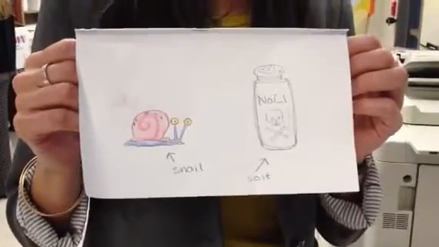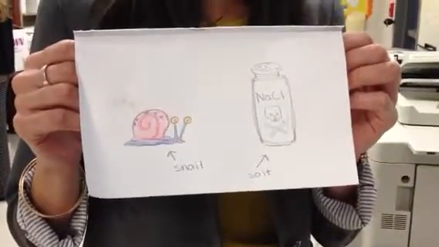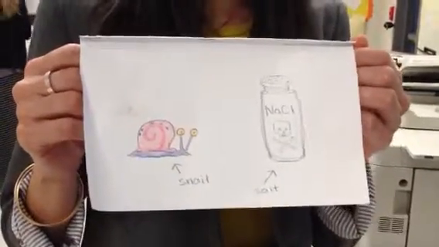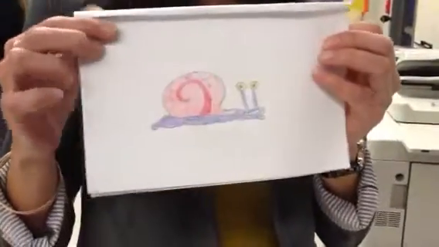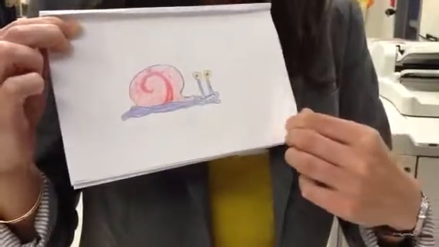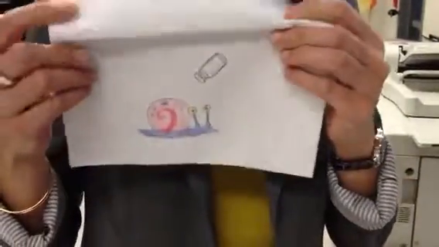A little prank some kids like to play on snails is to pour salt onto them to make them melt. But have you ever wondered why salt would make this happen? Let's take a look at our friend Gary. Right now, he looks pretty happy. But what happens when we put salt on him?